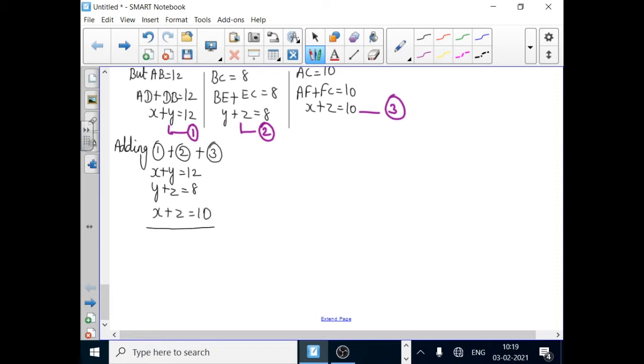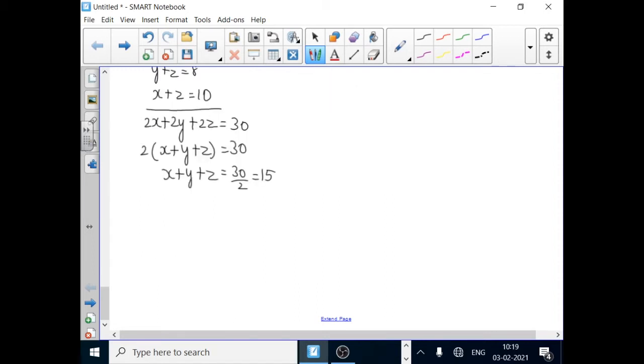So adding, 2x, 2y and 2z terms are there. 2x plus 2y plus 2z is equal to, on this side you have to add, 12 plus 8 is 20, plus 10 is 30. Take 2 outside, so 2 times x plus y plus z is equal to 30. Bring this 2 to the other side, so x plus y plus z equals 30 by 2. Therefore x plus y plus z equal to 15.